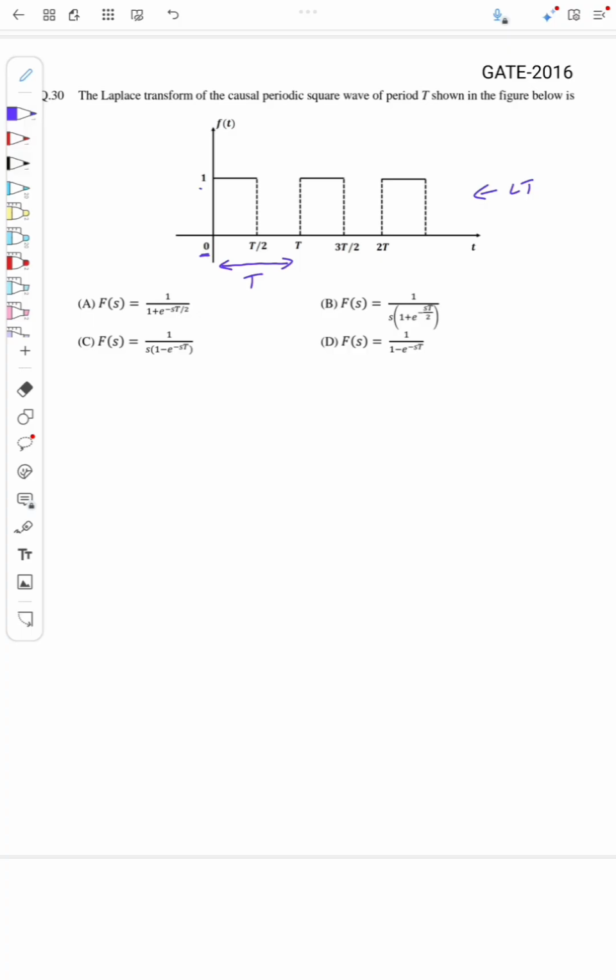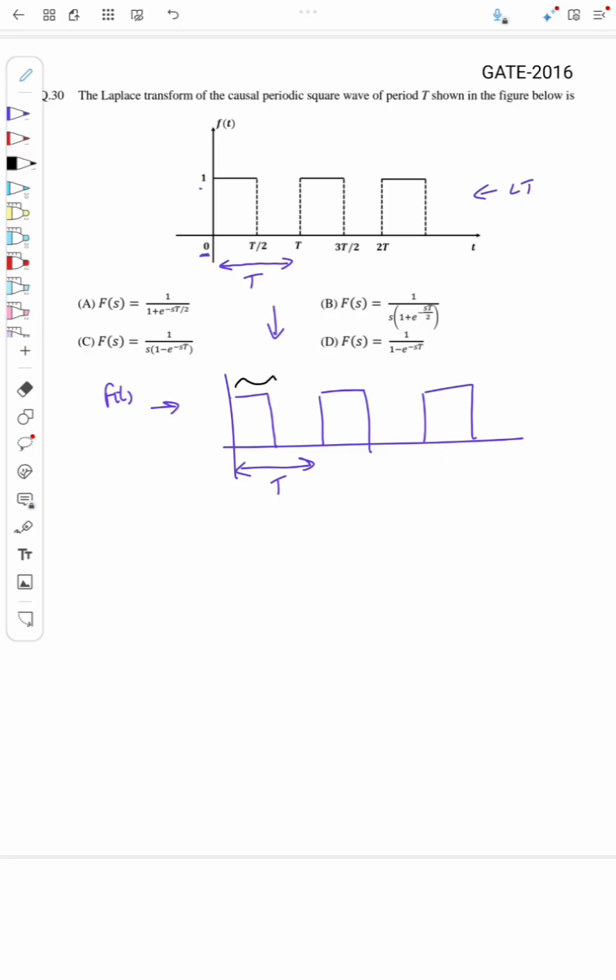So if I have a signal, say f(t), which is a periodic signal, and the period is T, then we can see this part is repeating for all periods of T. That's what periodic means. So if I take simply this part, I will call it f1(t). Okay, f1(t) is repeating throughout.